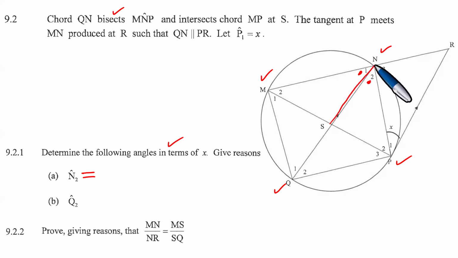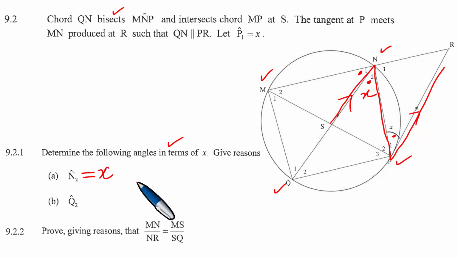Okay, we are back to grade 6 or grade 4. These angles in a Z, what do you call them? These are the alternate angles, so that if this one is x, this one is also x. So the angle N2 is equal to x. Why? Because of the alternate angles. If you have alternate angles, tell the examiner which lines are parallel. The examiner was good enough to tell us: QN is parallel to PR.